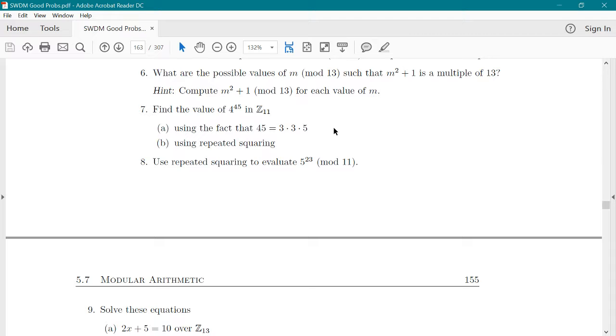And when it says in Z11, that means mod 11. This funny symbol, Z11, that's what we call the ring of integers modulo 11. So it's just the numbers 0 through 10. So find 4 to the 45th in Z11. A is using the fact that 45 equals 3 times 3 times 5. And B is with repeated squaring. Not repeated swearing.